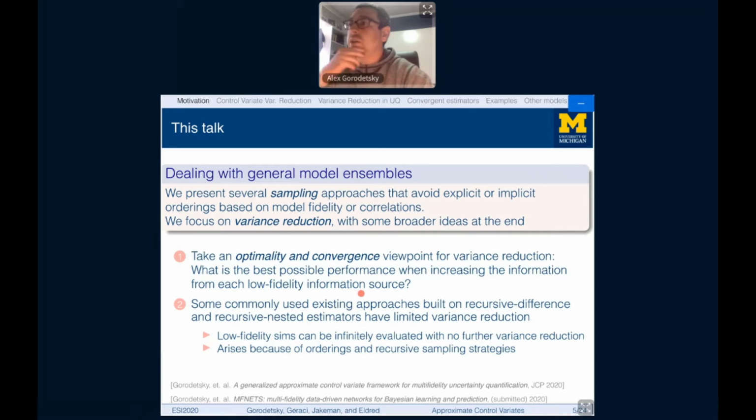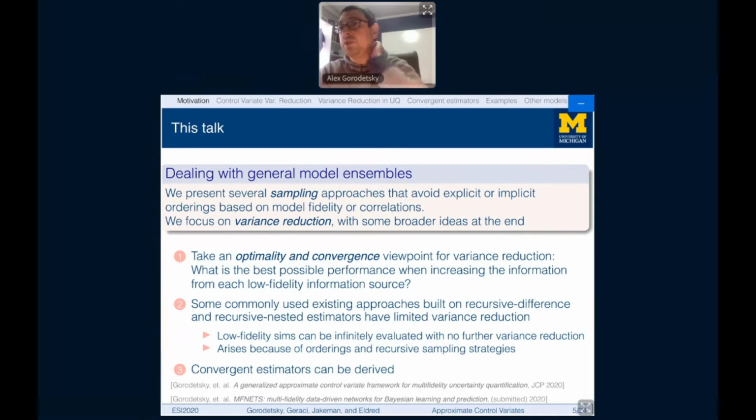So I'll go ahead and show that some existing approaches that rely on recursivity within their sampling strategies can be limited from this perspective. There could be situations where you can evaluate the low fidelity model infinitely more times, but because of how you're allocating the sampling, you cannot gain any further variance reduction when one does exist theoretically. And this is due to orderings, either because the situations are hierarchical or your algorithm has ordered them in some way.